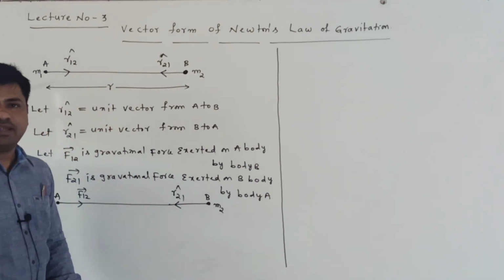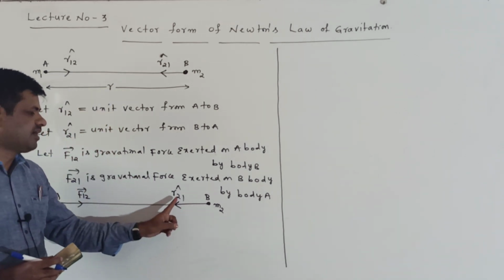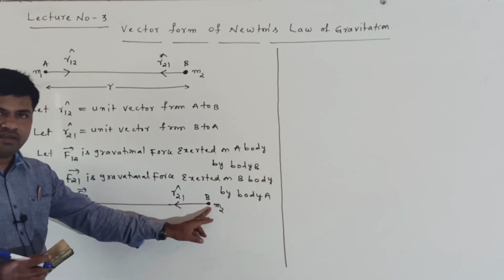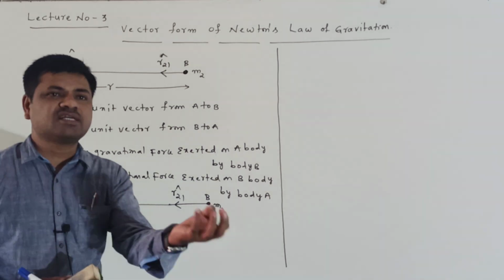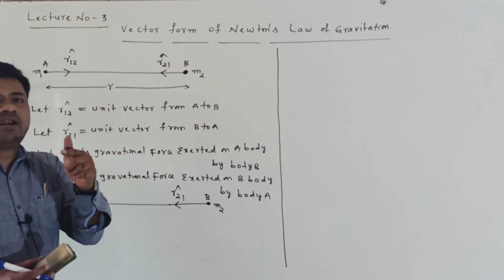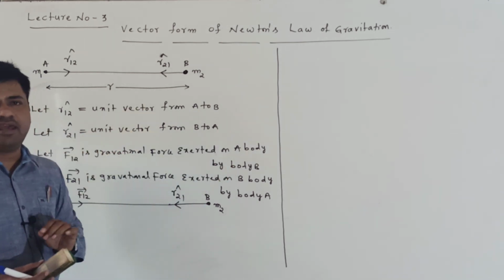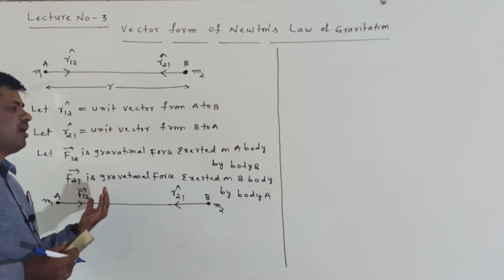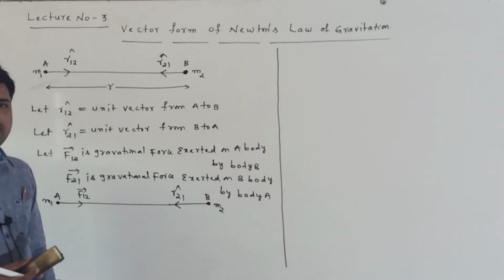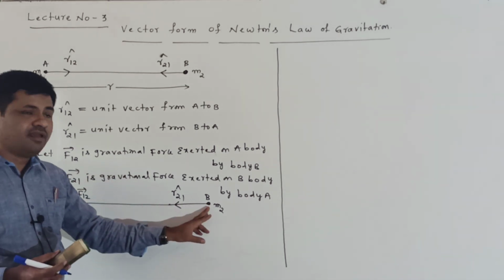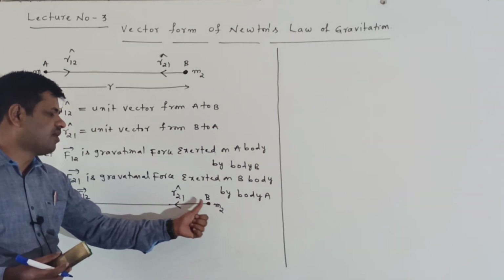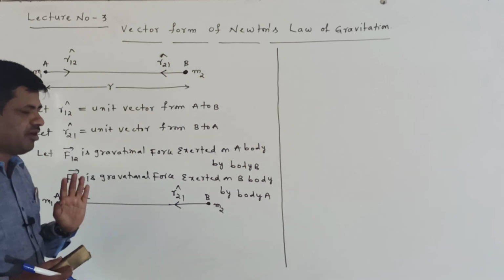That is R21 cap. Clearly listen. When the force F12 bar is taken, the unit vector we write is R21 bar, because the force direction is in the direction of B. Why? Because B is attracting the A body. Who is applying the force on the A body? B body is applying the force on the A body. That's the reason we are taking the unit vector from B to A. Clear this one. Very, very important.